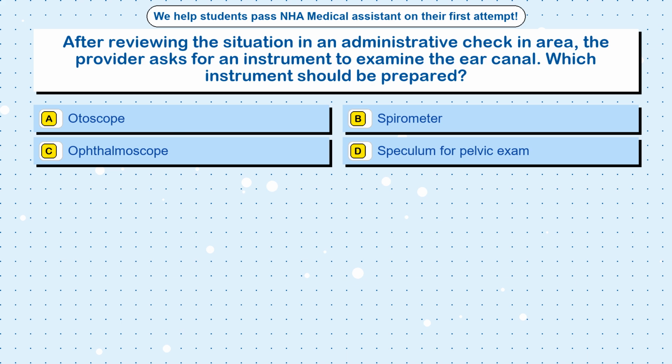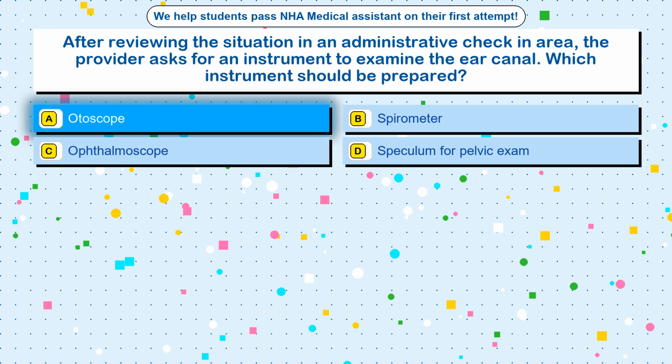Question 88. After reviewing the situation in an administrative check-in area, the provider asks for an instrument to examine the ear canal. Which instrument should be prepared? Option A. Otoscope. Option B. Spirometer. Option C. Ophthalmoscope. Option D. Speculum for pelvic exam. The correct answer is option A.